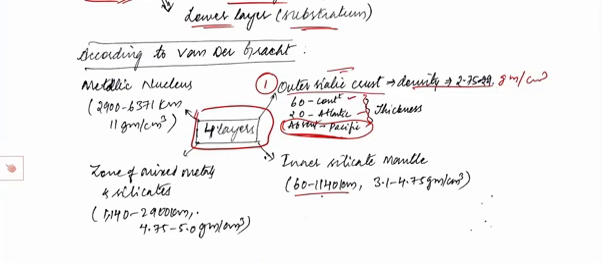The inner silicate mantle ranges from 60 to 1140 kilometers and has a density of 3.1 to 4.75 grams per centimeter cube. The next is the zone of mixed metals or silicates, from 1140 to 2900 kilometers, and its density ranges from 4.75 to 5.0 grams per centimeter cube. The last area is the metallic nucleus, which ranges from 2900 to 6371 kilometers, and its density is 11 grams per centimeter cube.